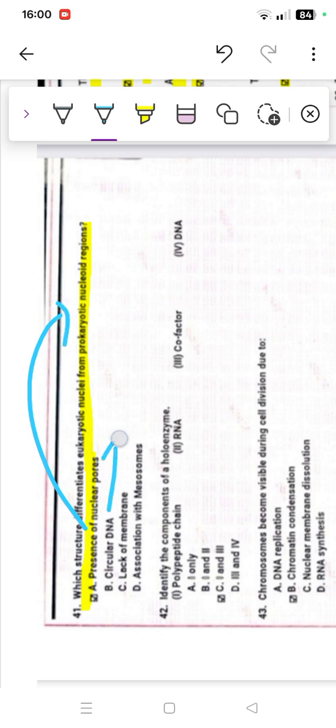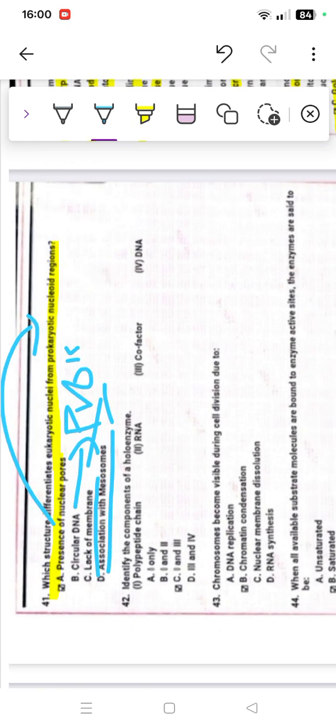Circular DNA, this is a property of only prokaryotes. They have circular DNA. Lack of membrane, yeah, prokaryotes. Association with mesosome, these all are features of prokaryotes, not the eukaryotes. Let's go to another question.